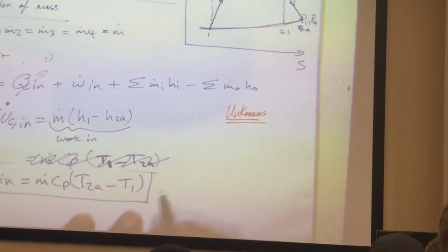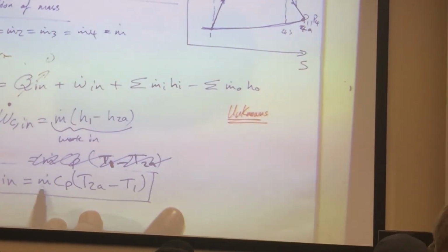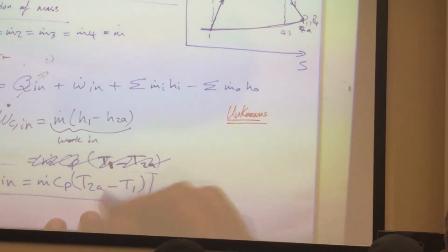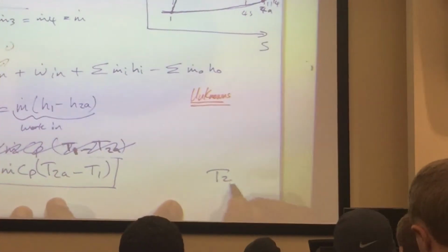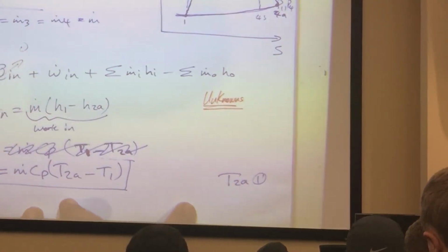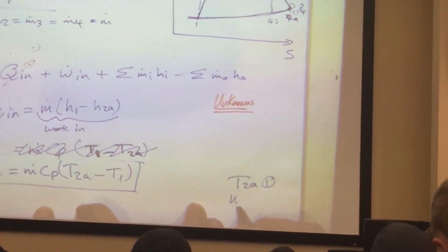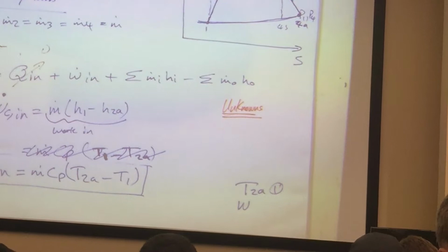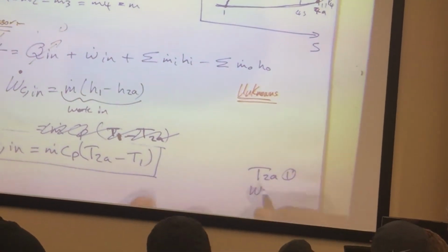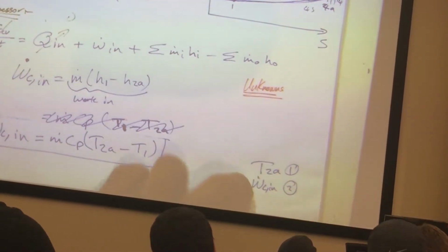So this is where we know T1, we know Cp, we know m dot. What we get as an output, as an unknown value, is T2A. That's one unknown. What else don't we know? The work in. I don't know how this compressor is going to perform yet. I know its efficiency, but I don't know what the work is. So work in.